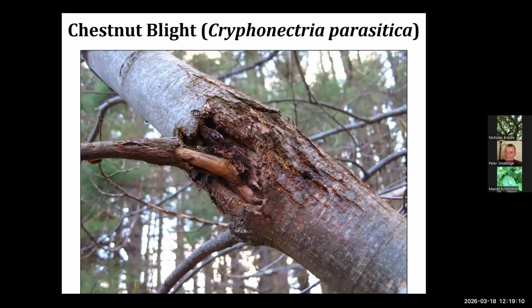So we have an example here. We have an American chestnut infected by chestnut blight, Cryphonectria parasitica. So we see the cracking, splitting bark, the canker that's clearly visible. This is very obvious that it's disease. Now, that is the symptom of chestnut blight.